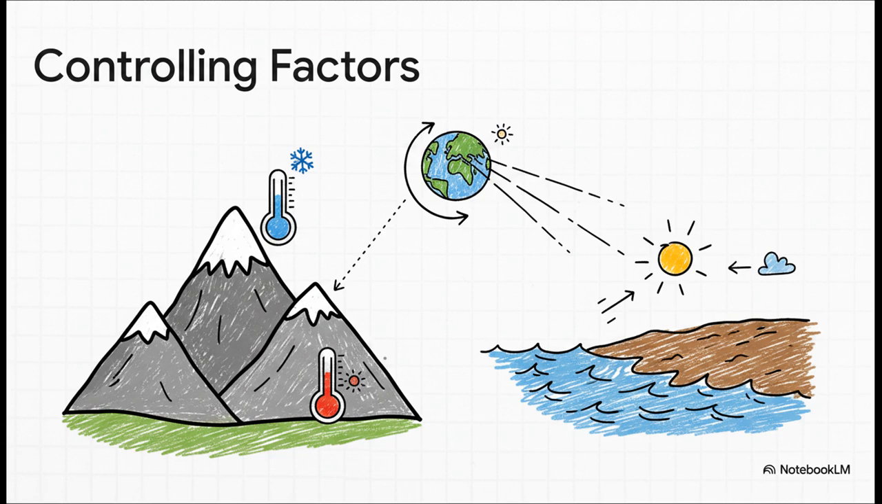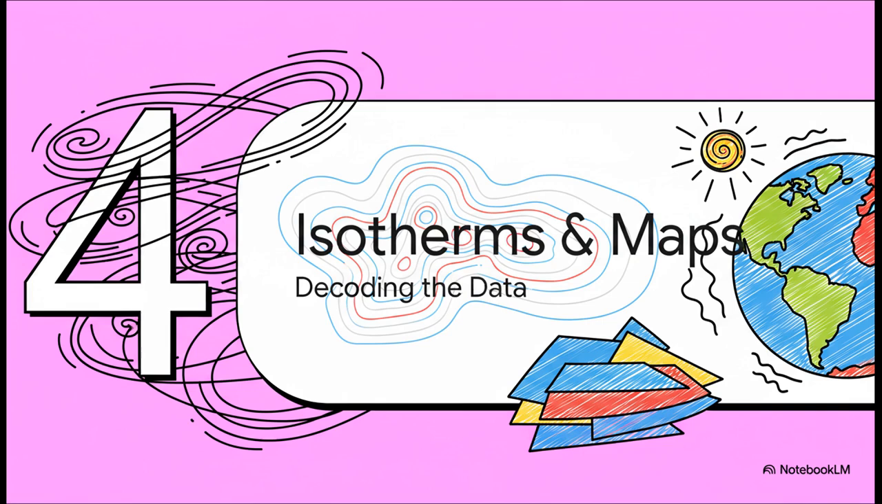But definitely pay special attention to altitude and the normal lapse rate. This is the rule that proves, for every 1,000 meters you climb in elevation, the temperature drops by exactly 6.5 degrees Celsius. Write that 6.5 number down for sure. And finally, Section 4, Decoding Isotherms and Maps.